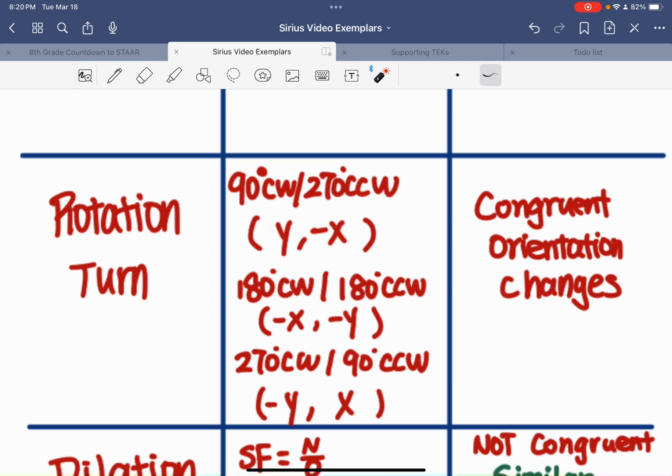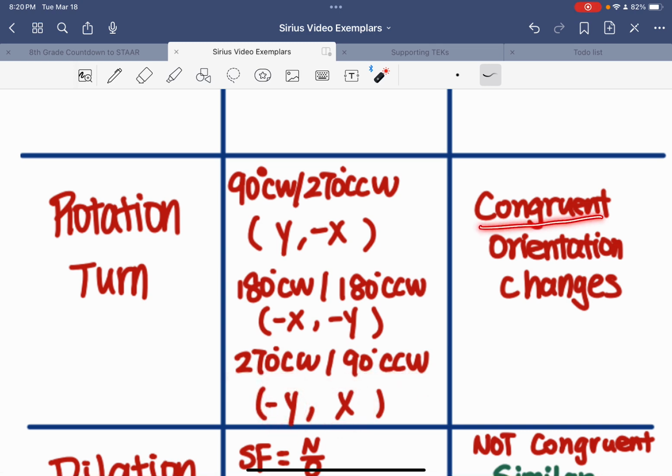Remember, you need to flip your x and y. And then 180 will be the same, which will be opposite x and opposite y. And then 270 clockwise will be 90 counterclockwise. They're the same. And then the rule will be opposite y and x. Just remember the first one, 90 clockwise. Flip your x and y. X changes first. And then the last one, 270 clockwise. Flip your x and y, and then y changes to the opposite.